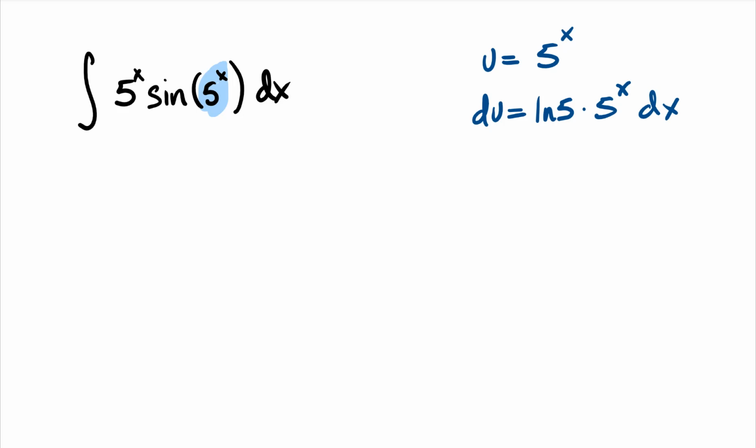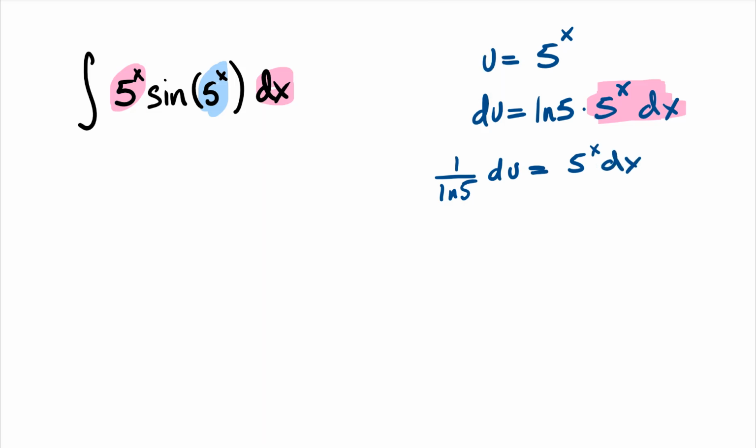All right, so at this point, we've already found our u, but now we want to find our... we've got to get rid of this 5 to the power of x dx. We need to divide out that natural log of 5. So we get 1 over the natural log of 5 du is equal to 5 to the power of x dx. Now we have it.